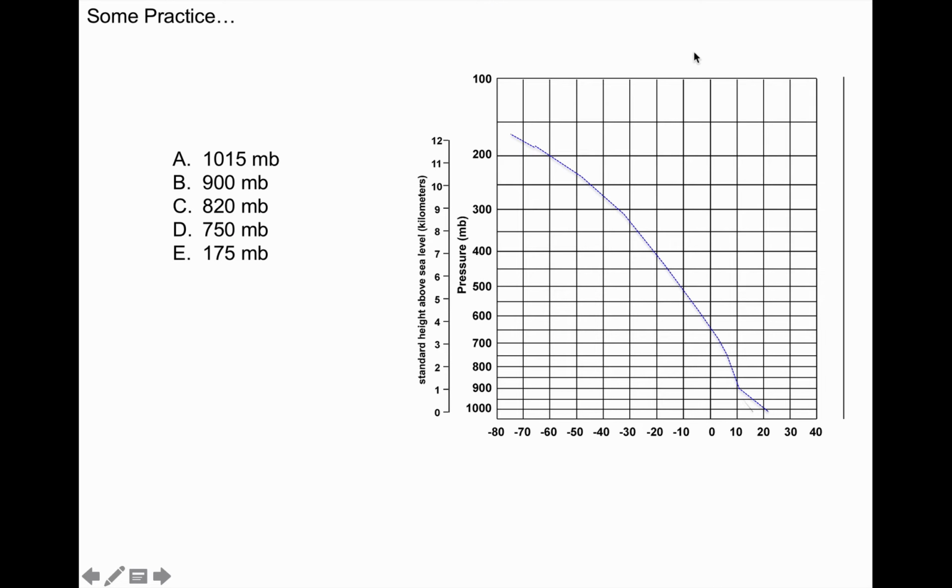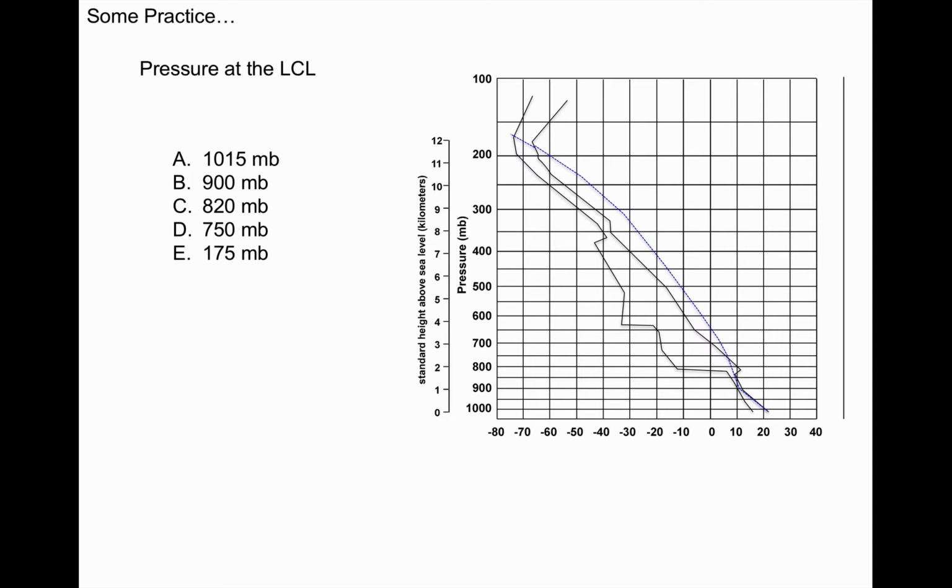All right, let's get some practice. I've got a sounding over there on the right-hand side. Okay, you see it. Here's my first question. What is the pressure at the LCL? The pressure at the LCL.